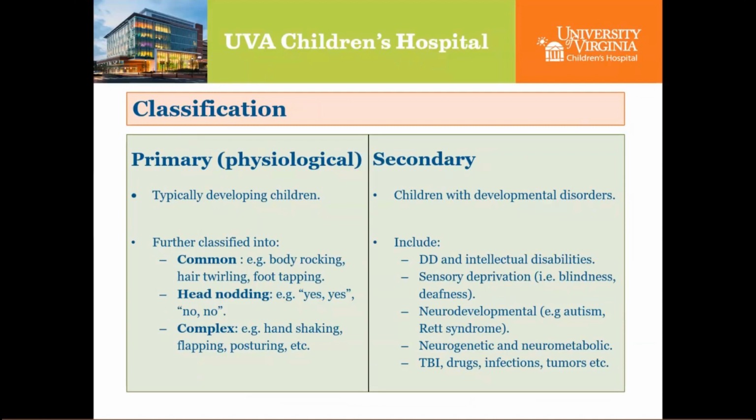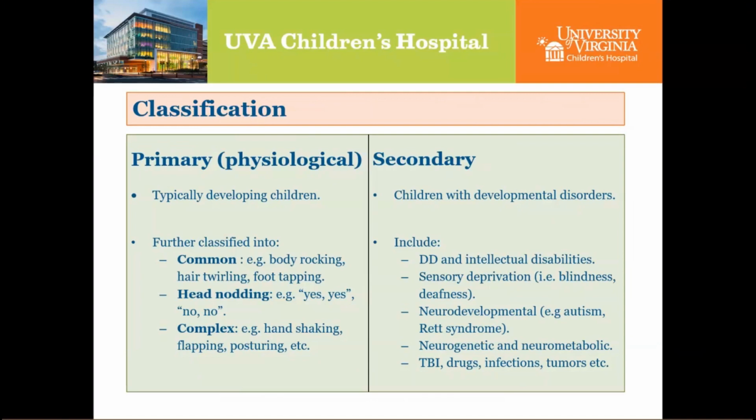And then there are the complex motor stereotypies that include a combination of handshaking, flapping, and so on. On the other hand, the secondary ones may have similar types of movements, but again, they happen in kids with developmental disorders, and these include kids with developmental delay, intellectual disabilities.